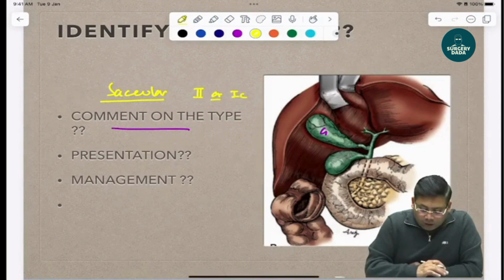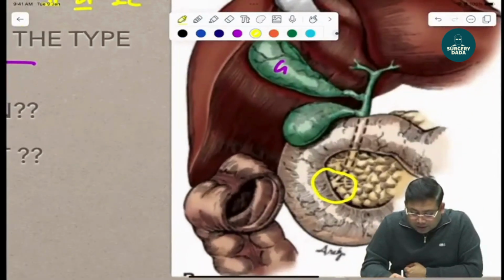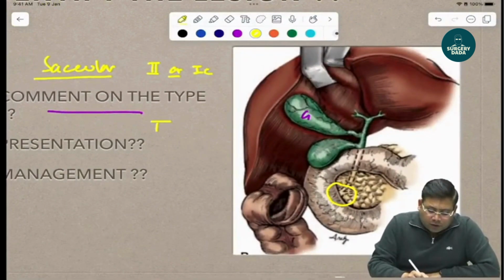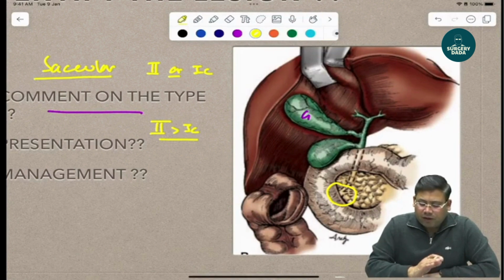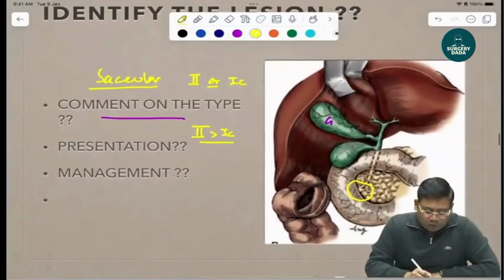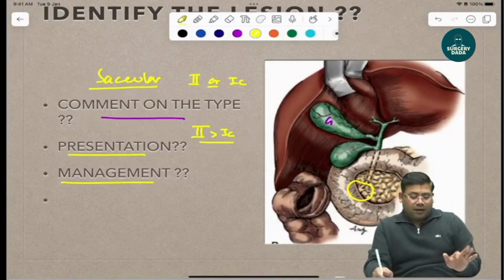We don't know, since the biliopancreatic junction is, you can say in this case, lying a bit out, but still it is intraduodenal. I would say 2 is a better answer than 1C. This is what is very important. So for type 1 and 2, I've told you the presentation and management, everything we have discussed right now.